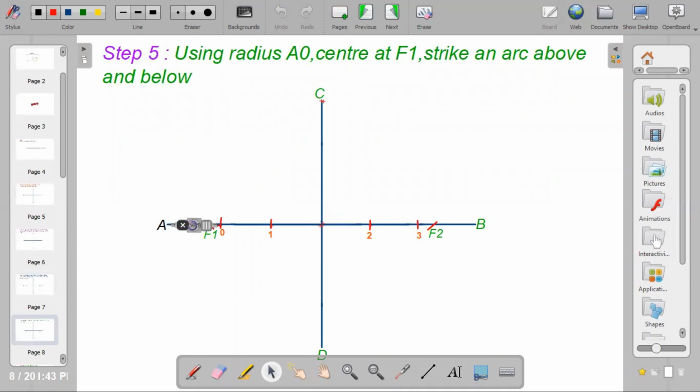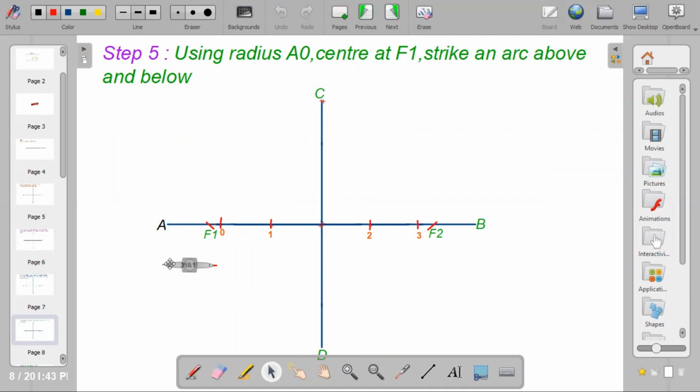Now, using radius of AO, center at F1, you strike an arc above and below. So you bring out your compass to measure the radius of A to 0. 0 is the first division. We have 0, 1, 2, and 3.